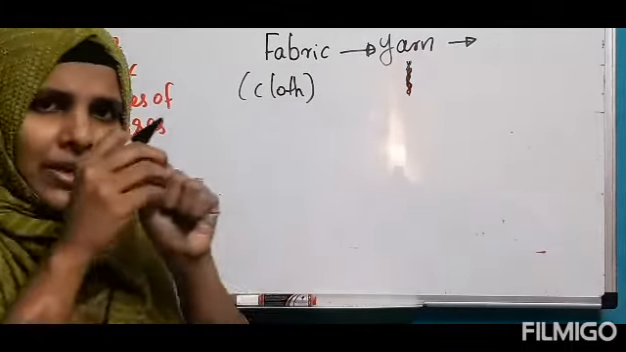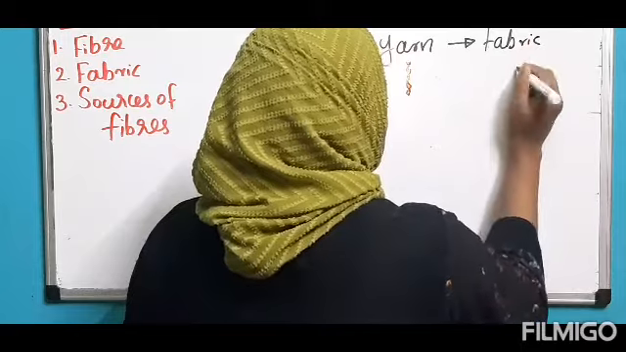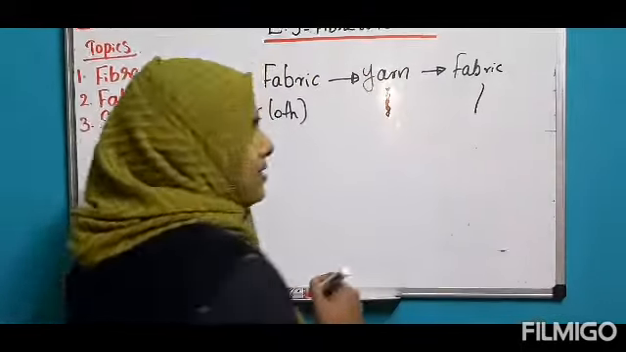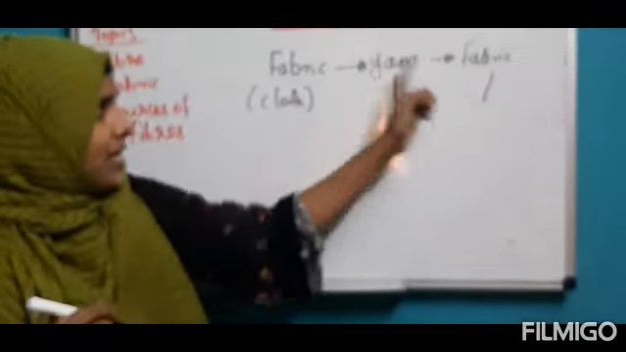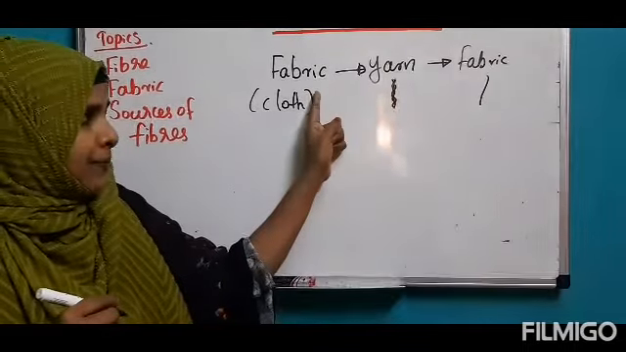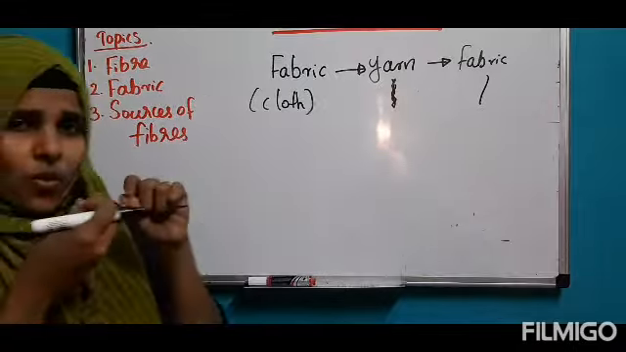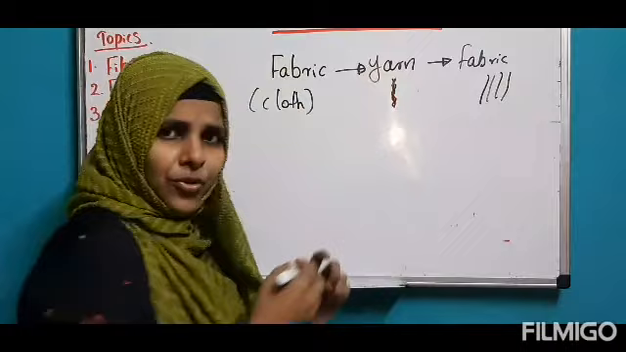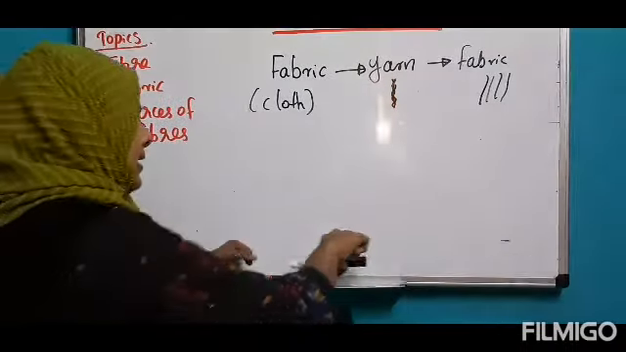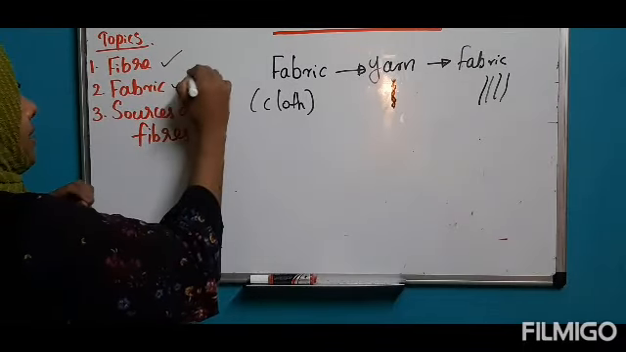Then after that, when I remove again, I get what, children? Fibers. Fiber is a small thread. Understood? Clear all of you? So this fabric is made up of twisted yarn. This twisted yarn is made up of small fibers. Clear all of you? Okay children. Then, so we finish fiber and fabric.